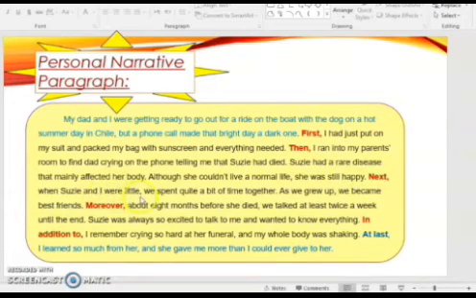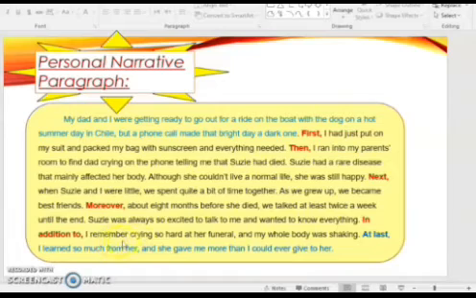Next, when Susie and I were little, we spent quite a bit of time together. As we grew up, we became best friends. Moreover, about 8 months before she died, we talked at least twice a week until the end. Susie was always so excited to talk to me and wanted to know everything.